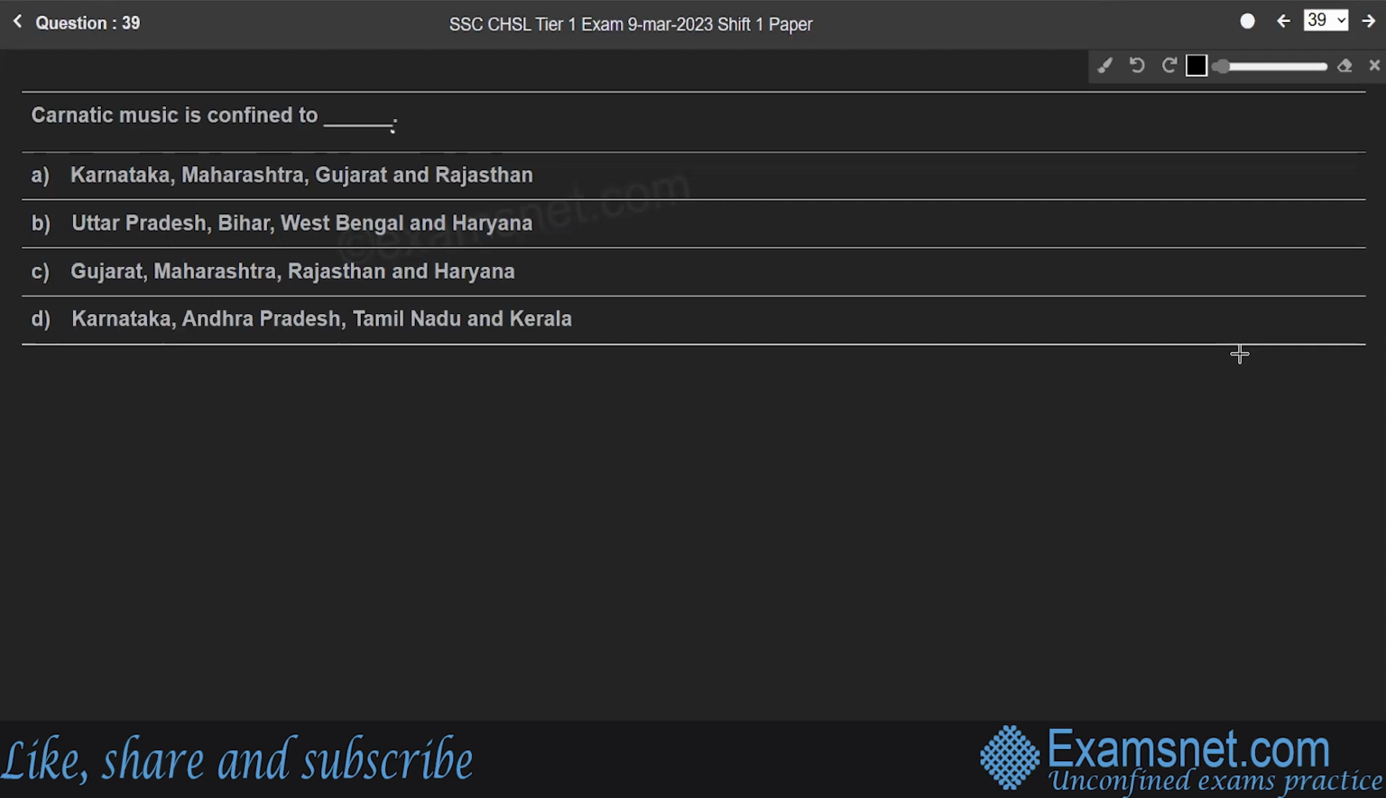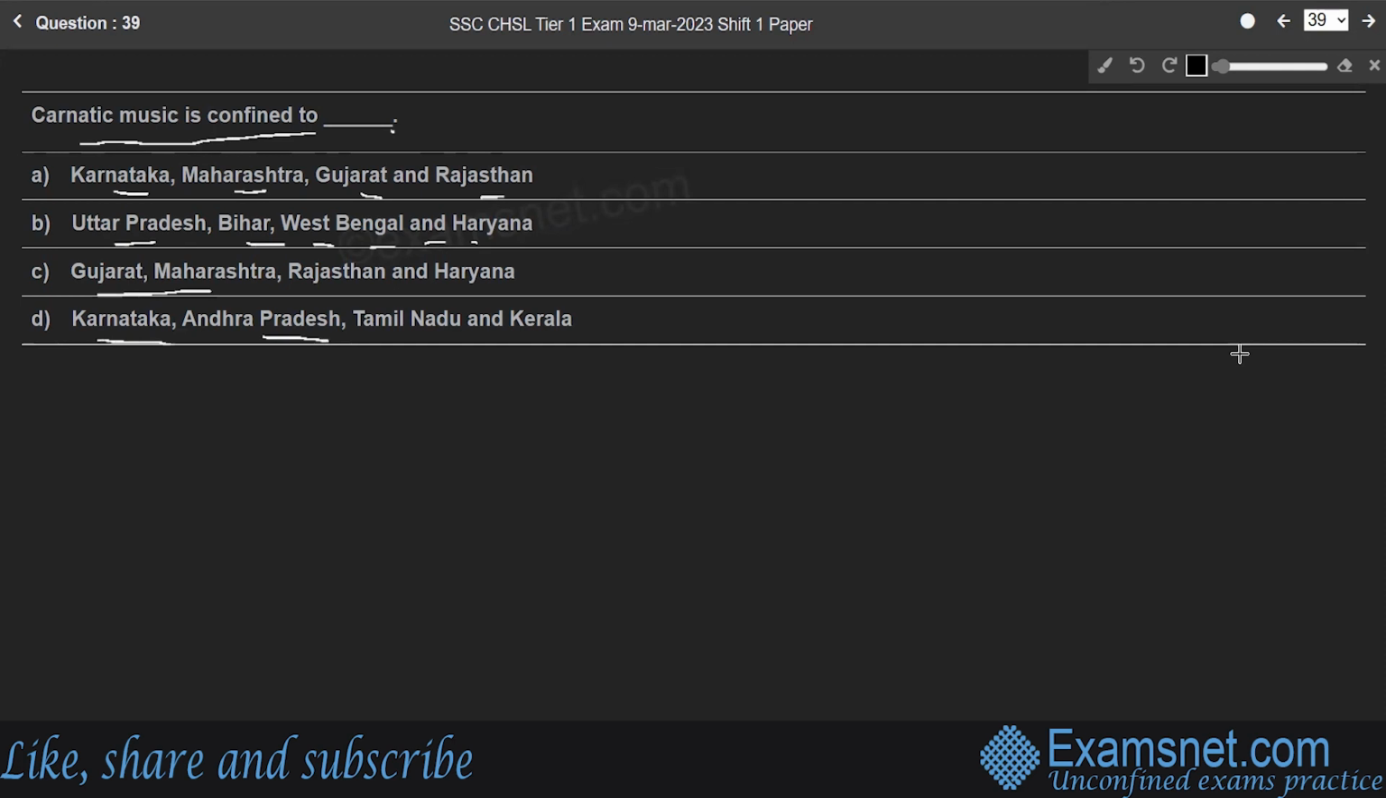Question 39. Carnatic music is confined to. Option A, Karnataka, Maharashtra, Gujarat, Rajasthan. Option B, Uttar Pradesh, Bihar, West Bengal, Haryana. Option C, Gujarat, Maharashtra, Rajasthan and Haryana. Option D, Karnataka, Andhra Pradesh, Tamil Nadu and Kerala.